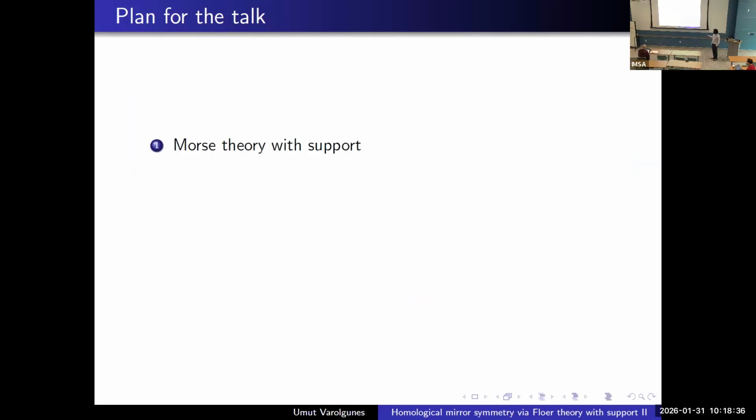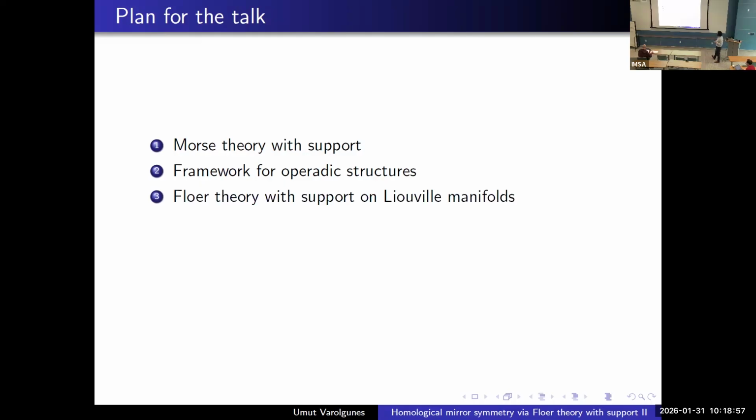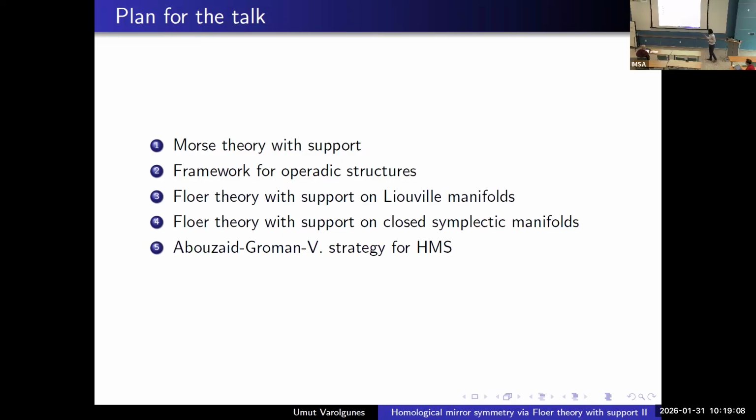So the plan is I want to first start with Morse theory with support. Kind of go over that. And this also includes explaining some framework for equipping symplectic homology type invariants with operadic structures. And then I want to talk a little bit about Floer theory with support on Liouville manifolds. Then a little bit about just closed symplectic manifolds. And then I want to end with our strategy for homological mirror symmetry with Mohammed and Groman. And I think Mohammed is going to give something related after.